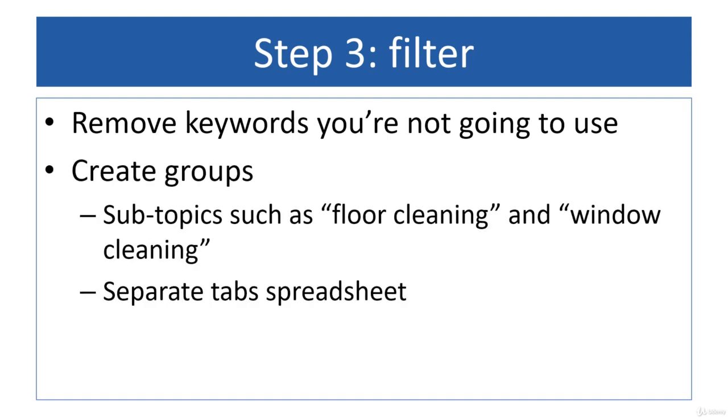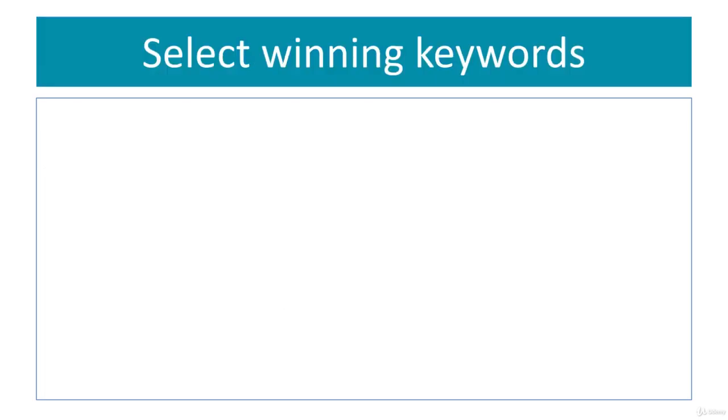To make your list more manageable, we are going to divide the keywords into groups according to topic. Suppose, for example, that you have a lot of keyword suggestions in your list relating to floor cleaning and window cleaning. Then you group these together in your list, or you create separate tabs for these terms in your spreadsheet. When we group our keywords, we get more structure, and we can use these groups to create content for our website around a certain topic.